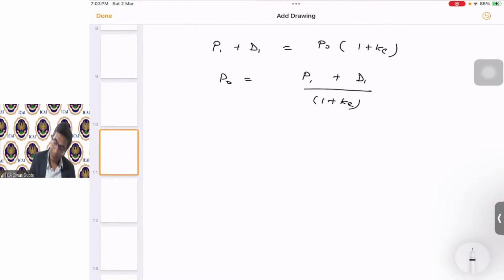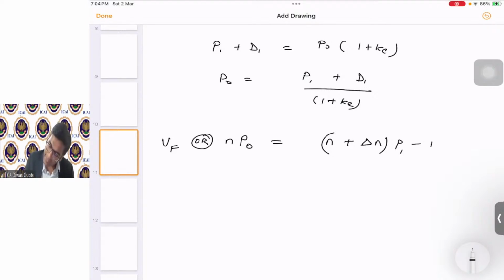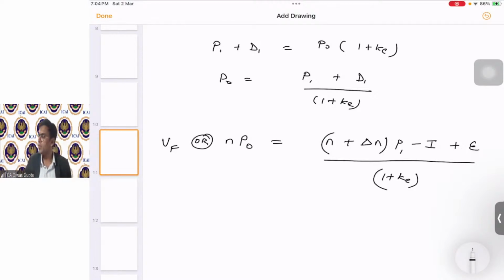That is what the irrelevance theory is also telling you. Now, the value of the firm, using the above formula, I am writing N into P0. Because the number of shares into the current price will give me the value of the firm, right? As on today, it is equal to (N plus delta N) P1 minus investment plus earnings, divided by 1 plus cost of equity. Students, you have to remember this formula.